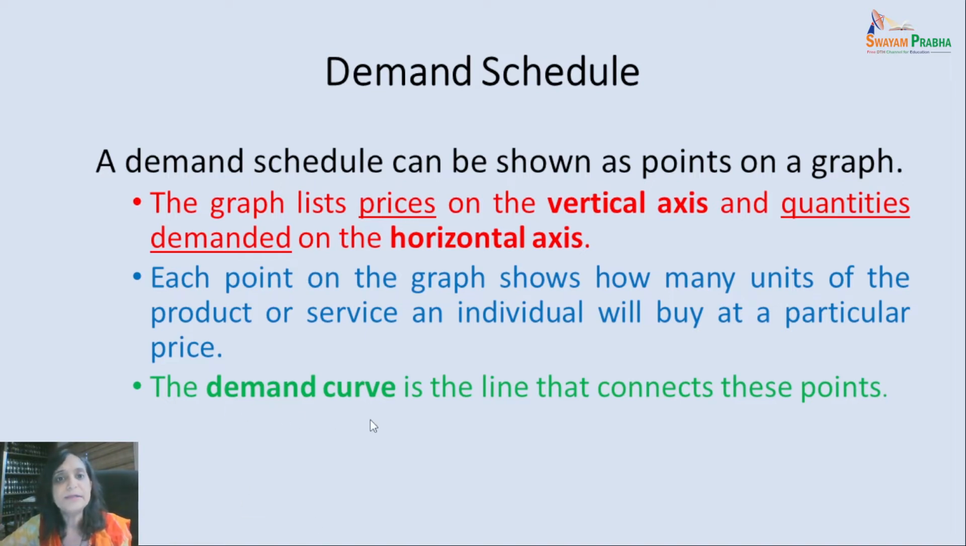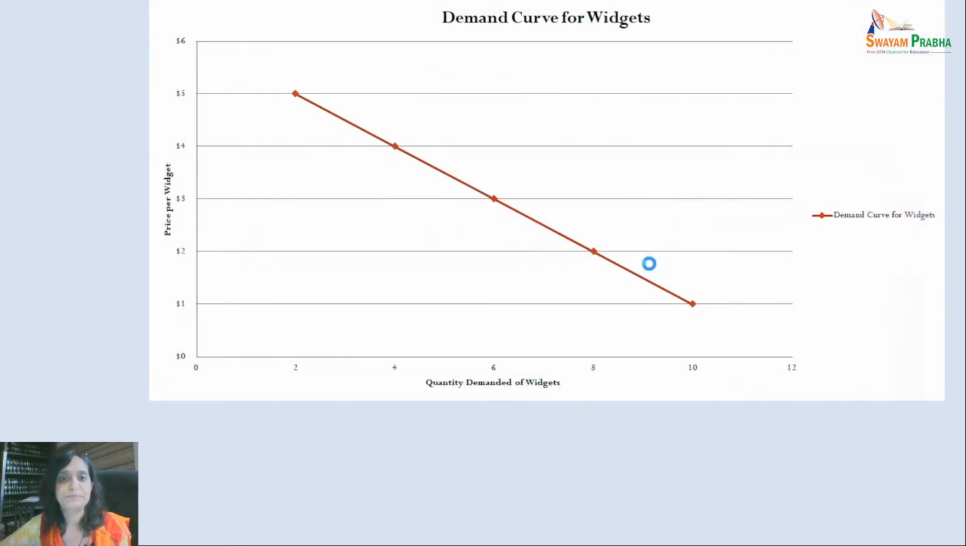So what will the demand curve be showing? The demand curve will be showing you that at different price levels, what is the quantity demanded of that good. For example, you can plot it on your own in your notebooks while watching this lecture. We have taken price per widget on the vertical axis and quantity demanded of widgets on the x-axis.